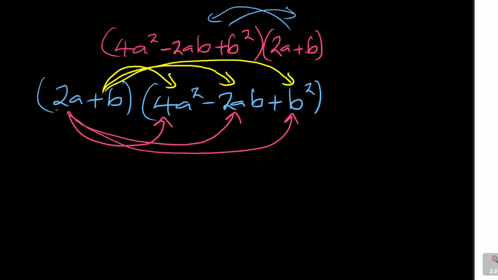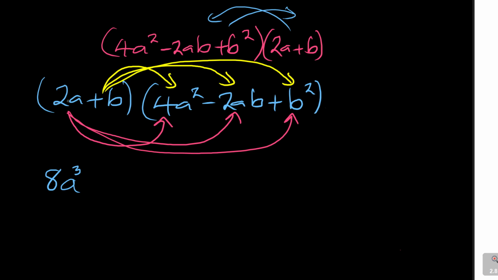So now 2a times 4a squared. 2 times 4, first is what? It's 8. A times a squared is a to the power of 3. Just be careful, do it one step at a time. Don't look at it as a whole. Just focus on 2a opening up and b opening up. So 2a times 4a squared. So 2 times 4 is 8.